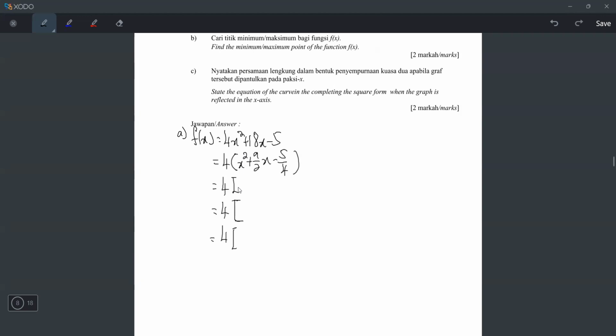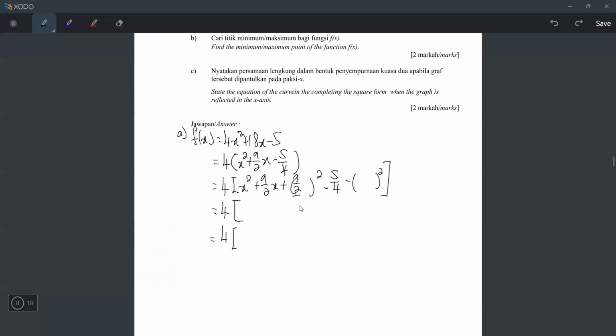Now the a is positive 1 already. So x squared plus 9 over 2 x plus bracket squared, minus 5 over 4 minus bracket squared, close big bracket. What you have to write inside the small bracket is b over 2. But please don't go and write 18 over 2. I mentioned many times already in class, the b is not 18. The safest way is to just look beside here. So it's actually 9 over 2 and then over 2 again.